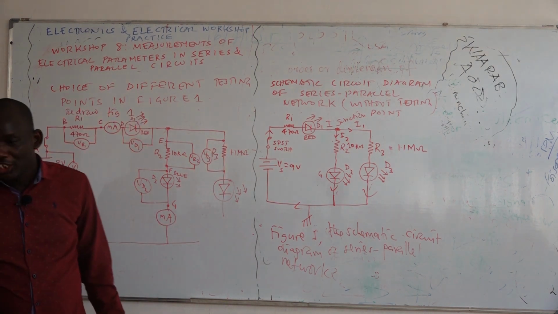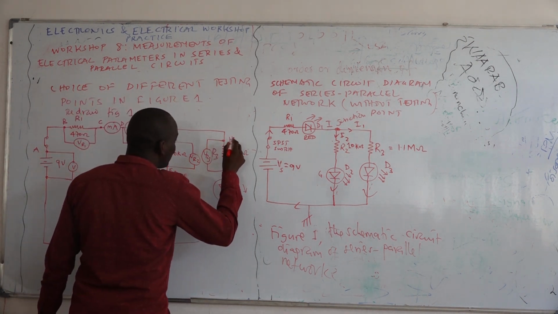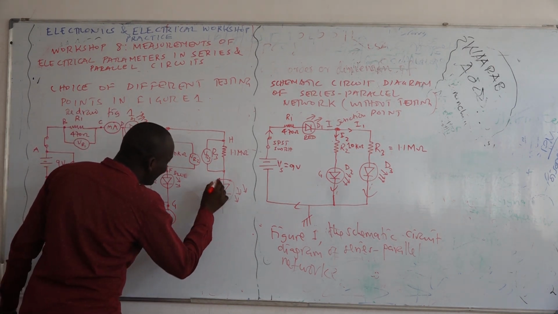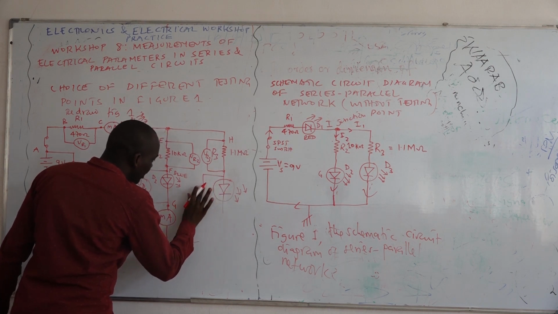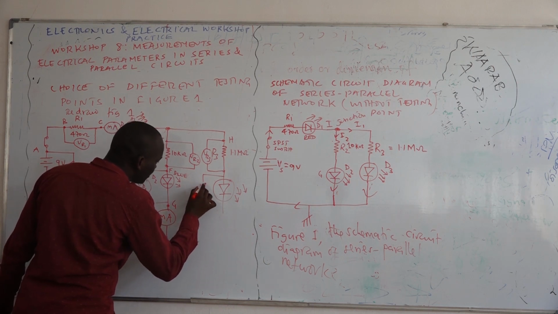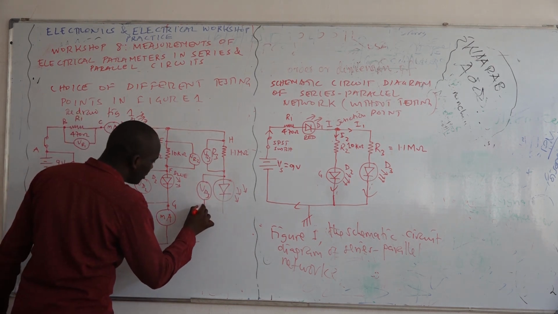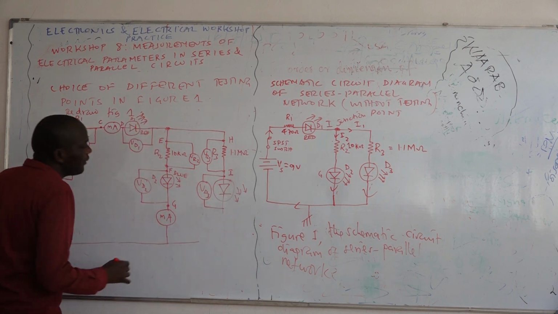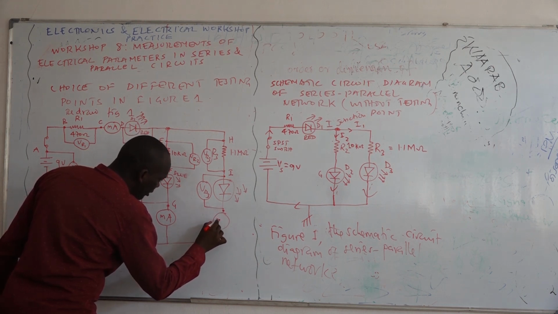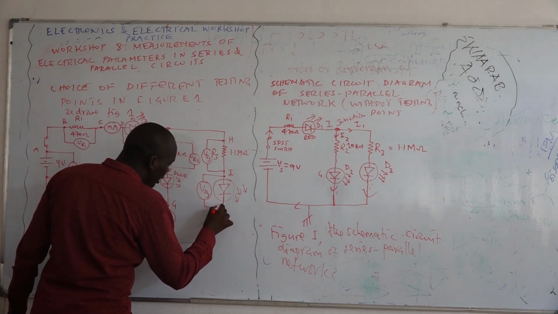A, B, C, D, E, F, G, H. Here we need to measure the voltage across R3, and this is the testing point I. Then we need the current, so a milliammeter. The letter of this testing point is J.